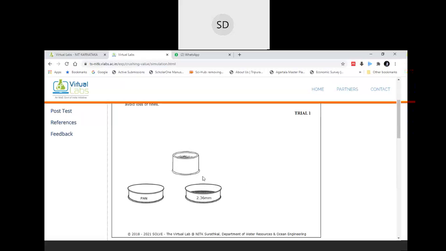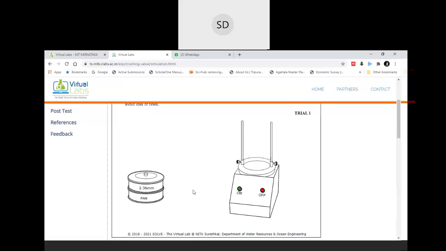Then you have to sieve this through the 2.36 mm IS sieve, and you have to place this very carefully, because whatever material passes through 2.36 mm is required for the determination of our crushing value. Now close the lid, then place the sieve over your vibrator, clamp this, and start your machine.